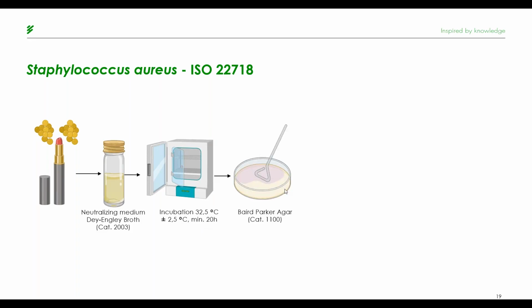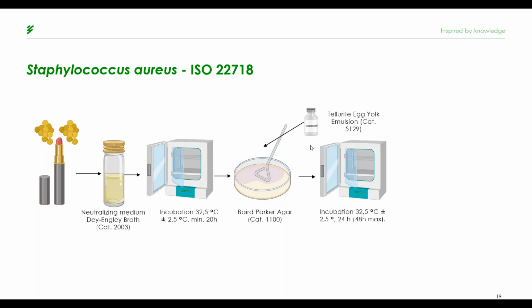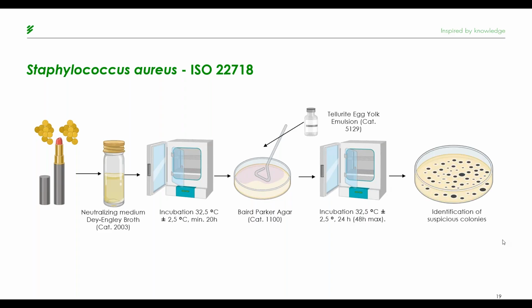Then we inoculate a plate of Baird-Parker agar that is supplemented with an emulsion of egg yolk and potassium tellurite. Then we incubate the plate at approximately 32.5 degrees Celsius for a minimum period of 24 hours. And then we identify the suspicious colonies. In the case of Staphylococcus aureus, the colonies are black in color due mainly to the reduction of tellurite, and they have a clear halo due to the activity of the lipase and lecithinase enzymes of the bacteria.